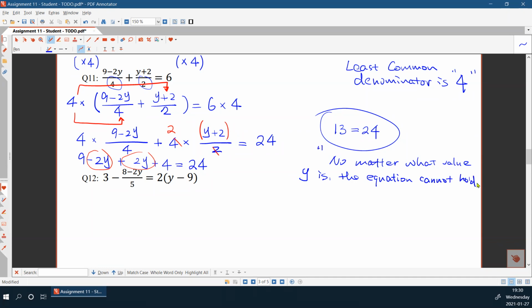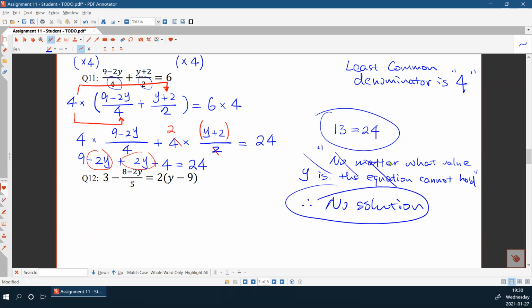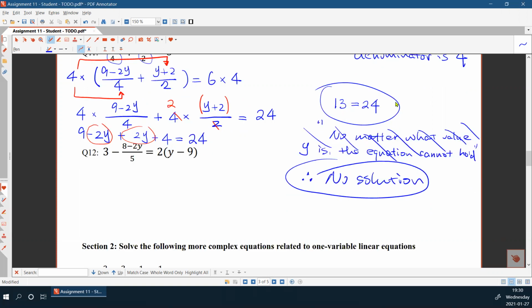Okay, this is the correct thought. So no solution. This is the final result. Okay, of course you don't have to write these. You can make the conclusion that there is no solution for this equation. Okay, understand? All right, let's see the next one.